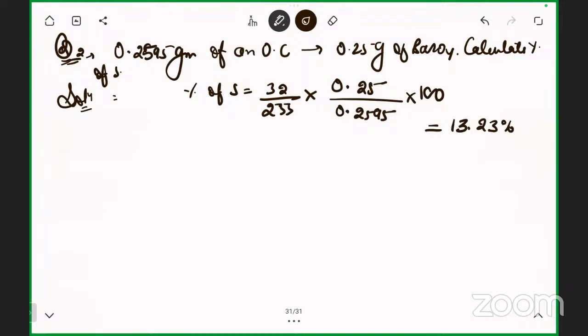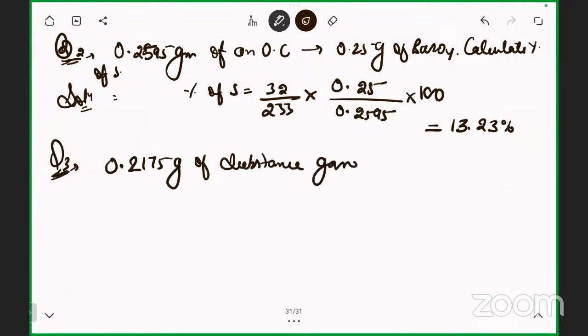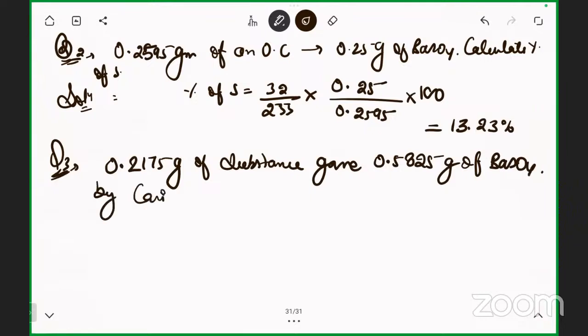Okay, so I'm giving you one question as homework: 0.2175 gram of substance is taken, gave 0.5825 gram of BaSO4 by the Carius method.